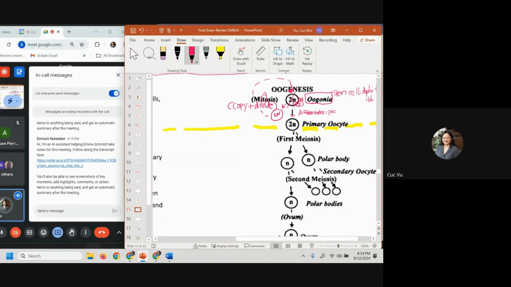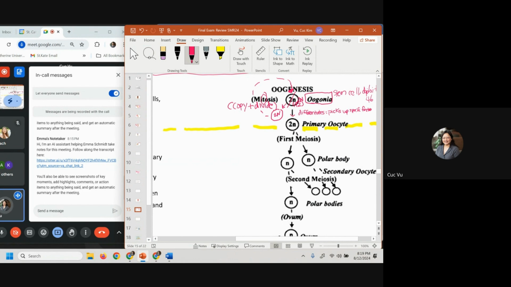It picks up a specific function, so it changes a little bit, but it still is the same cell. It just changes a little in the fact that it picks up a specific function. So it's no longer a stem cell. It picks up a specific function.